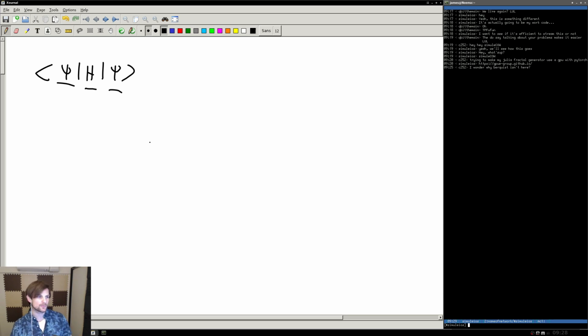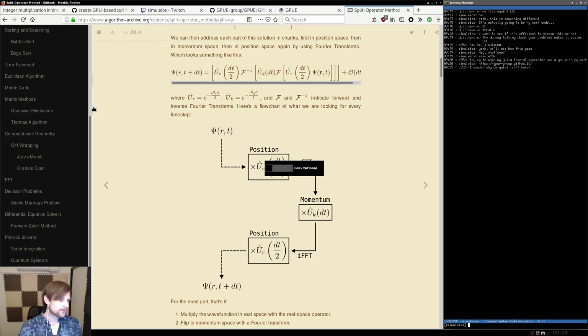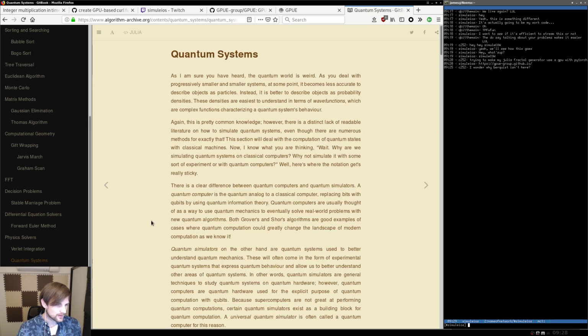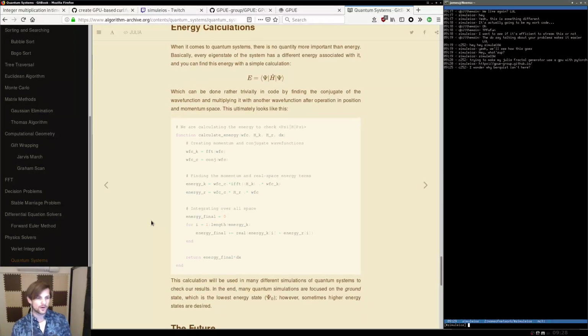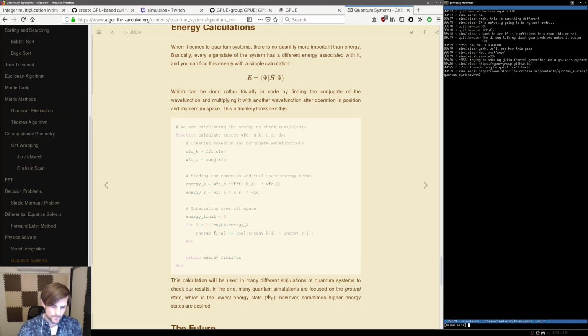So this means you end up getting 3 different energies out of the system. Now, if you were reading the Algorithm Archive and you've kind of been keeping up to date, we actually have an energy calculation in this book. So it's right here under quantum systems. There's an energy calculation tab. The idea here is rather straightforward, right? Like we have wave function k is equal to FFT of the wave function, so that's going to be our momentum space guy. Wave function conjugate is going to be the conjugate of the wave function.